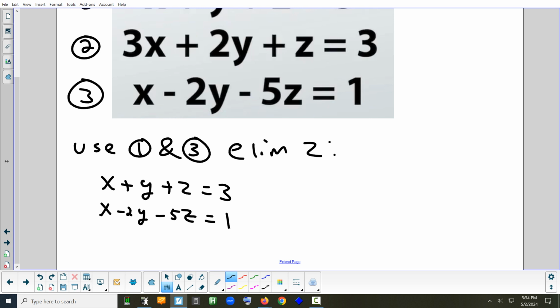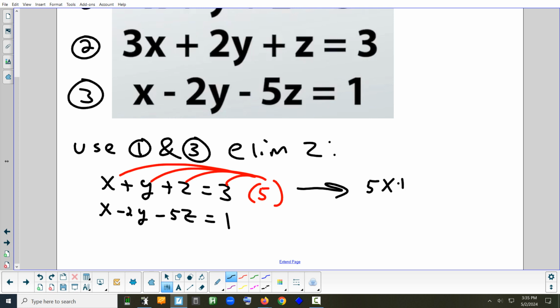All right, and you said we're eliminating z? If you want. Well, you said to. That's what we're doing. All right, so now we're going to get rid of z. What would we have to multiply by to make the z's cancel? The top by 5. Okay, top by 5. If we multiply the top by 5, what do we get?